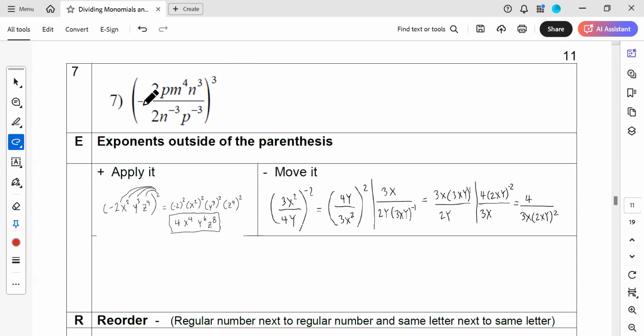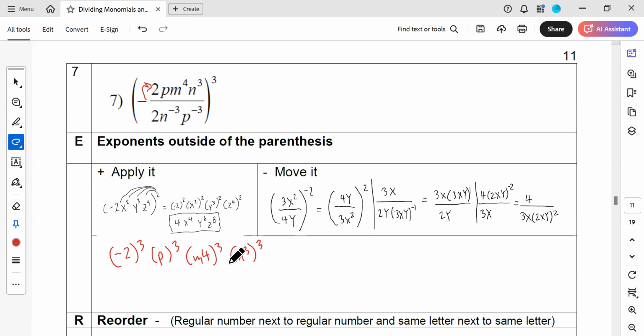What did we say about the negative yesterday? Where does it go? You just go straight to the top. Okay. So then now if I'm applying it, it's going to look like -2 to the third power. Then it's going to look like P to the third power. Then it's going to be M to the fourth to the third power. Then N to the third power.